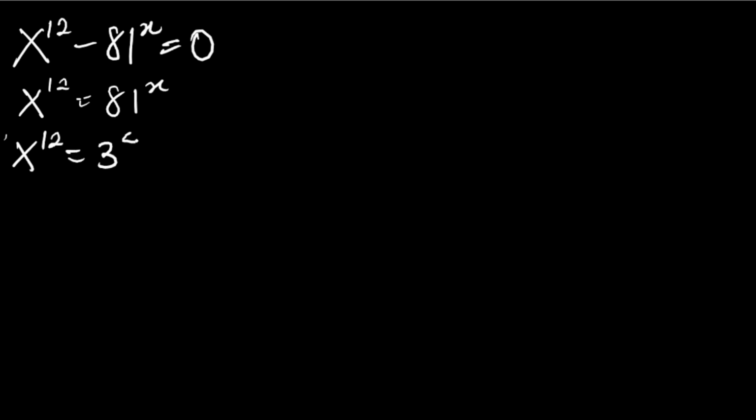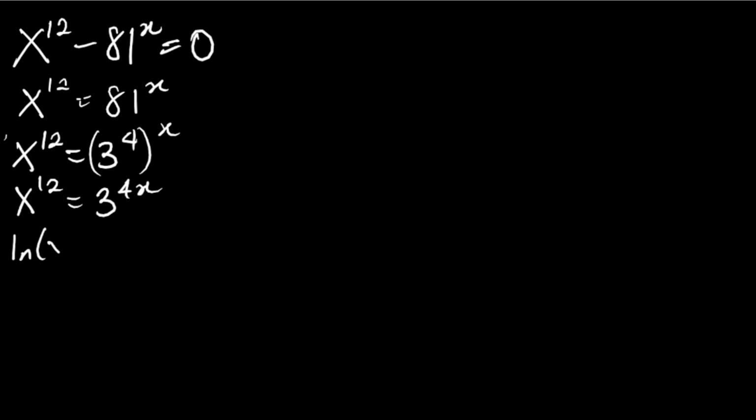x raised to the power of 12 equal to 3 raised to the power of 4, all in the bracket of x, because 3 raised to the power of 4 gives us 81. So now this can be x raised to the power of 12 being equal to 3 raised to the power of 4x. Looking at this, I can say we should take the log of both sides.